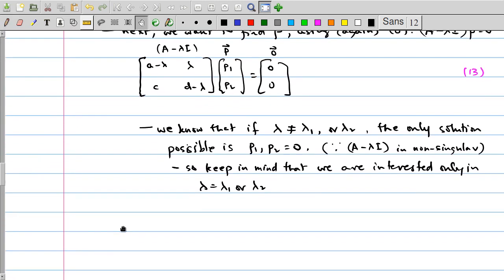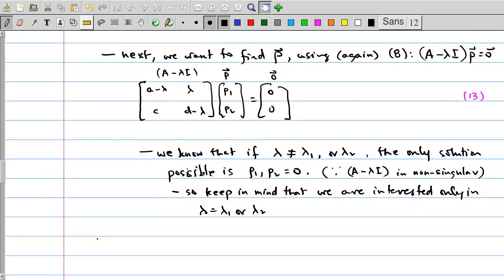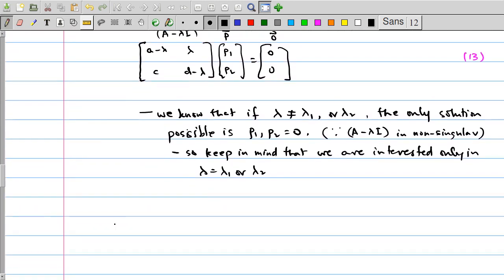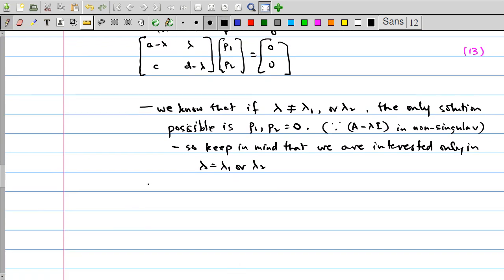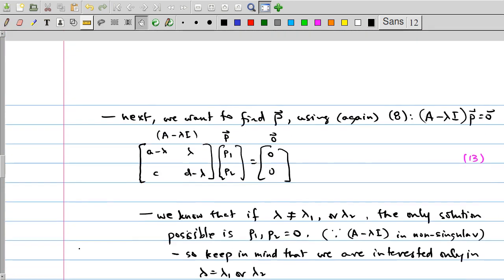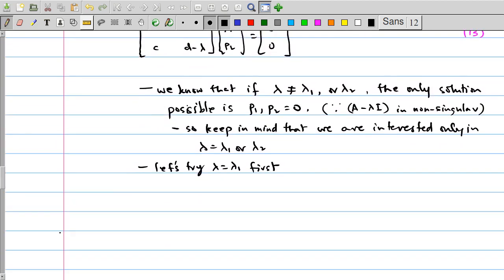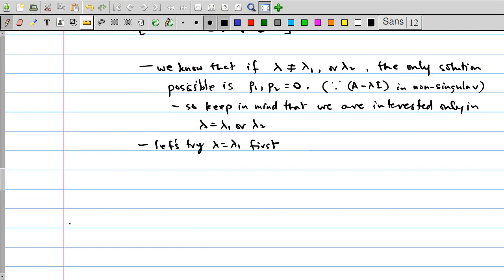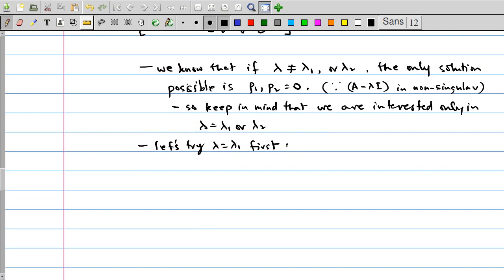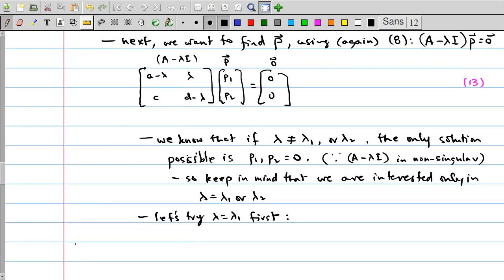All right. So that's what we are going to do. Let's try lambda 1 first. Try lambda equals lambda 1 first. I'm not even going to actually use the expression because it's just messy and we don't need it. We might need them later, but not right now. Then we have, I'll just copy this over.